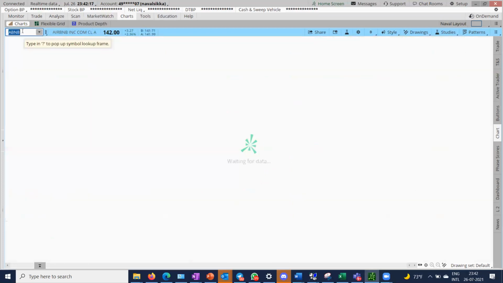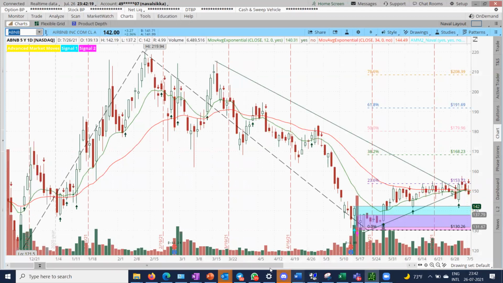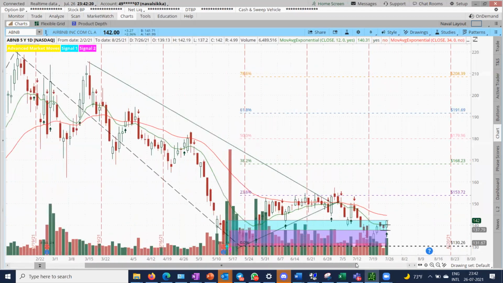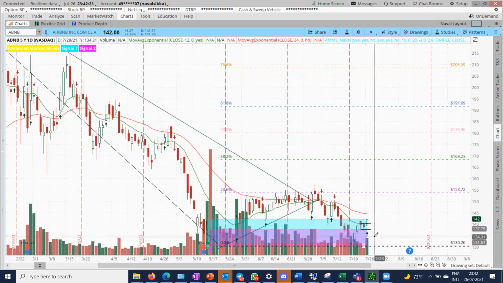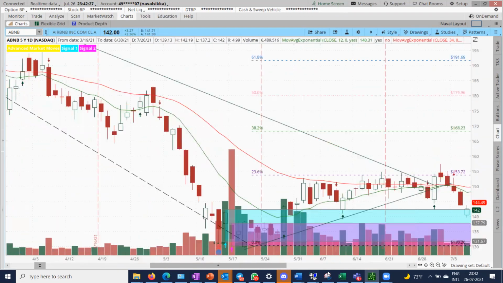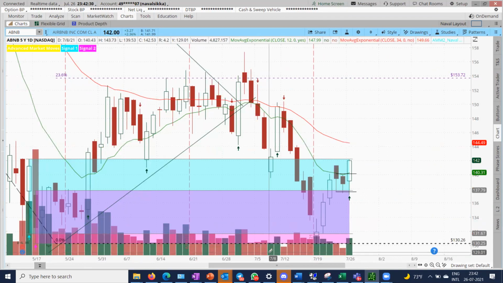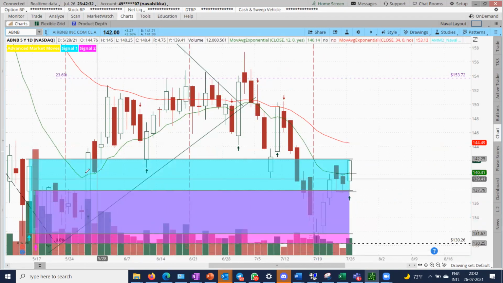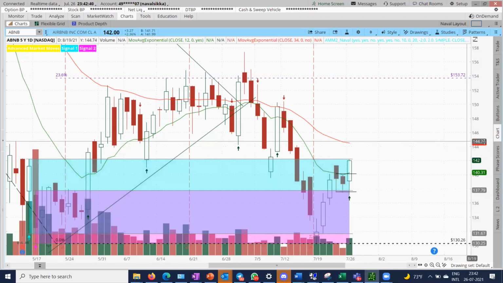Last but not the least, Airbnb. I've been positive on this for quite some time, but it kind of failed. Today, I had positions on Airbnb. I'm holding 141 calls for this week and 155 for 8/20. Today, it reached its zone, the max right here. So tomorrow, if it has strength, the first target is 144, and the next target is 154. So I'm positive on it.